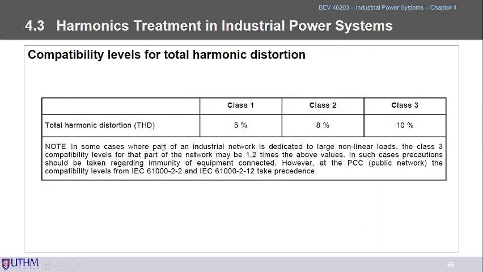And this is the total harmonic distortion percentage: 5% for class 1 and 10% for class 3 as well.